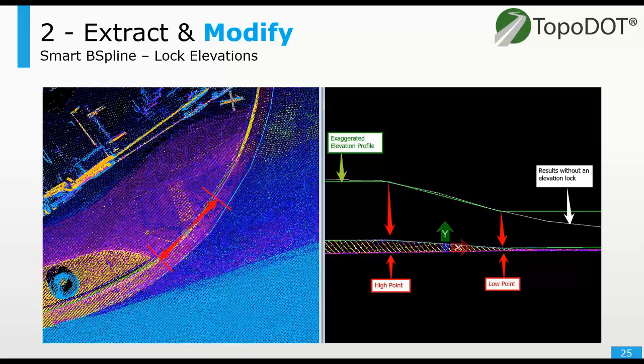The workaround for that was to avoid splining these certain areas, but we just wanted to make it easy: grab everything and just spline it. Because if you lock those elevations, you will not encounter this.